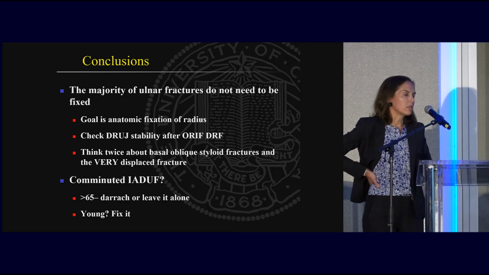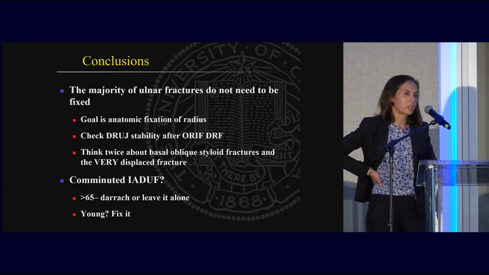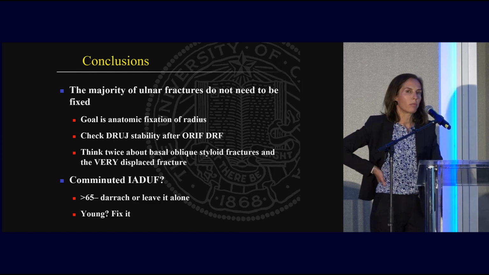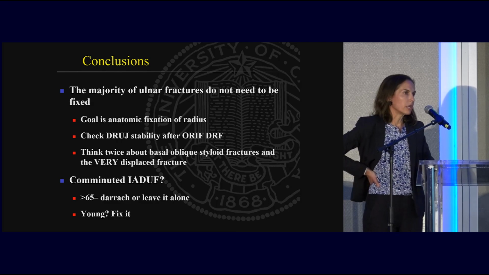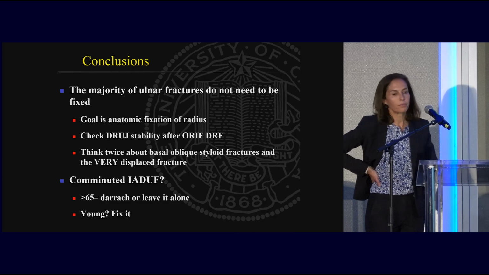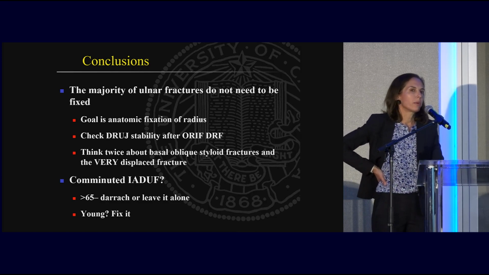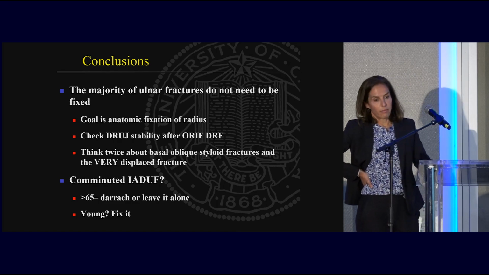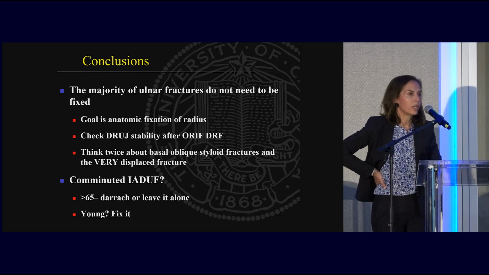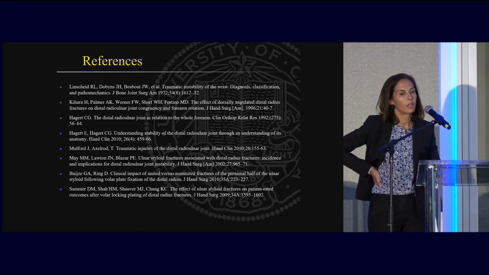What I recommend is, since most of the time these are associated with radius fractures, really focus your time on making sure that the distal radius is well reduced. Try and get that anatomic, check your DRUJ. Make sure you always check your DRUJ when you're walking out of the OR. And then think twice about those basilar or oblique ulnar styloid fractures. The bigger the ulnar styloid fracture, the more displaced it is, the more you should think about maybe needing to fix it. And then in the comminuted elderly patient that has that distal ulna fracture, think about just leaving it alone. So thank you very much.